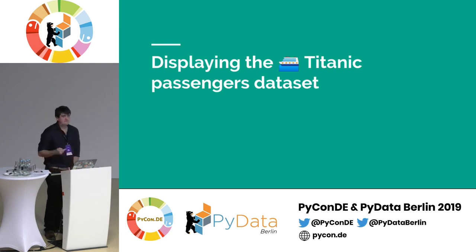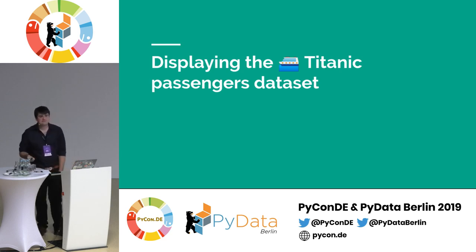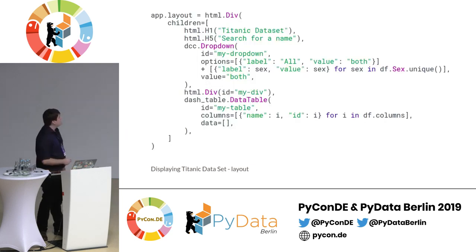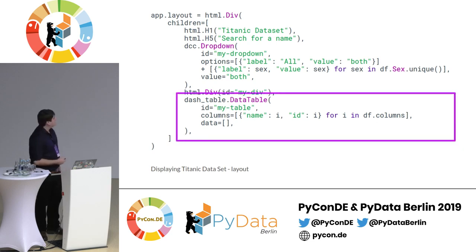So first off, displaying a data frame. I took the Titanic data set. So this is the list of all of the passengers on the Titanic. And you can see here, this might look like quite a lot of code, but actually it's just the way it's formatted.